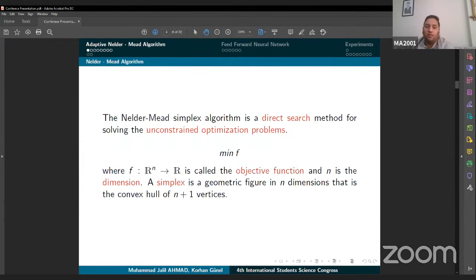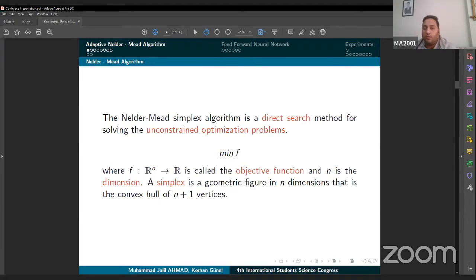So before getting to the adaptive Nelder-Mead algorithm, first we have to understand what a standard Nelder-Mead algorithm is. A standard Nelder-Mead algorithm is a direct search method for unconstrained optimization problems. So what are unconstrained problems? First, we have to understand that.